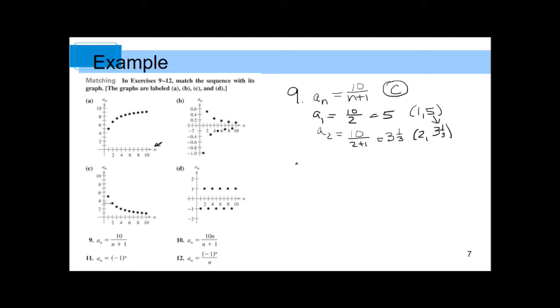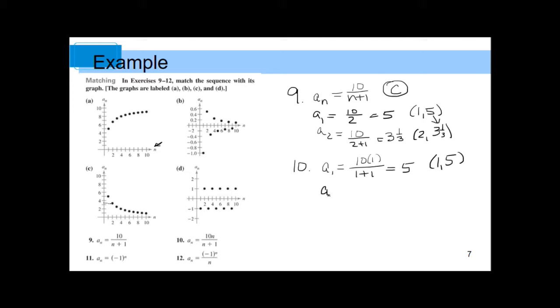Let's check 10. So for number 10, we have a sub n equals 10n over n plus 1. So a sub 1 would be 10 times 1 over 1 plus 1, which would be 5. So most likely this is going to be sequence A, because it goes through (1, 5). That's the only other one besides C that does.